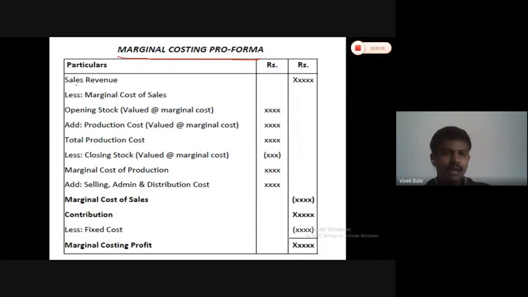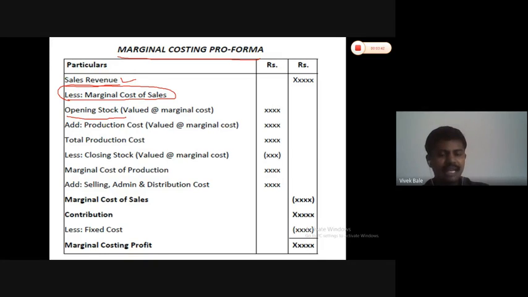As per this proforma, first we should take into account the total sales. And from this sales, we have to minus the marginal cost of sales, that is variable cost. The variable cost consists of opening stock, because the stock changes as per the change in production. We have to again add the production cost, because production cost increases as per the increase in production. We have to minus the closing stock. Then you will get the marginal cost of production, that is the variable cost of production.